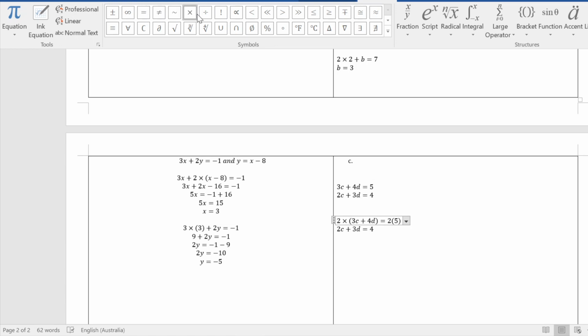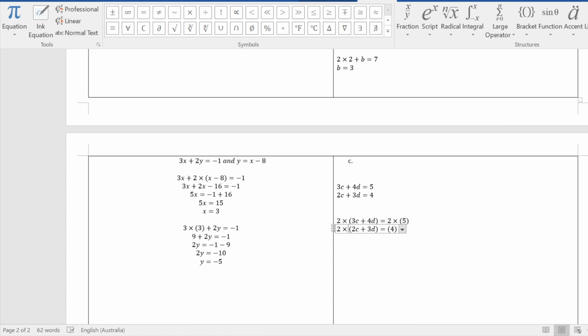Now, where students make mistakes in elimination is the following. They go, oh, well, if I times that one by 2, that means I have to times my second one by 2. Incorrect. If we were to multiply this by 2, let me show you what would happen. We'd get here 2 times 3c is 6c, 2 times 2c is 4c. It didn't actually help us, did it? We were trying to get them both to a lowest common factor, and that common factor was 6.